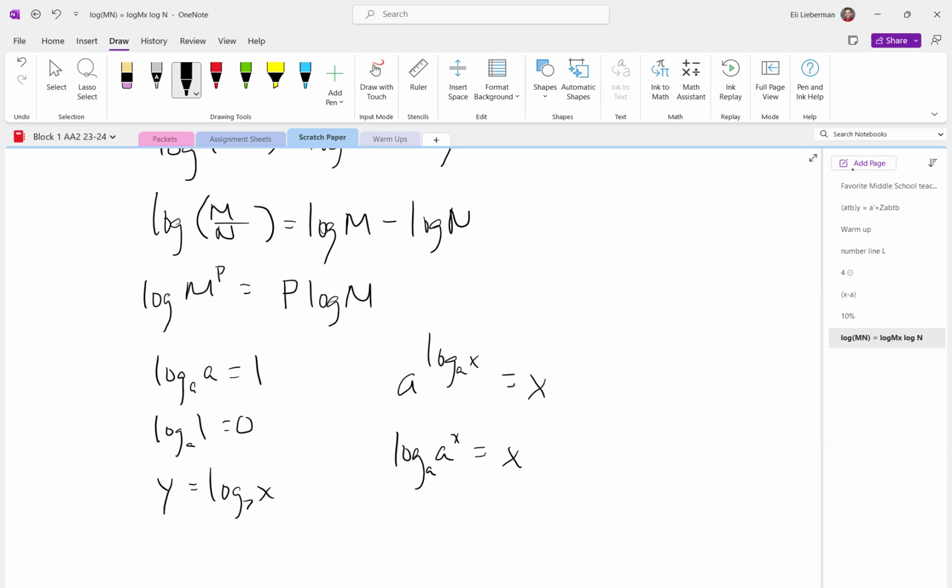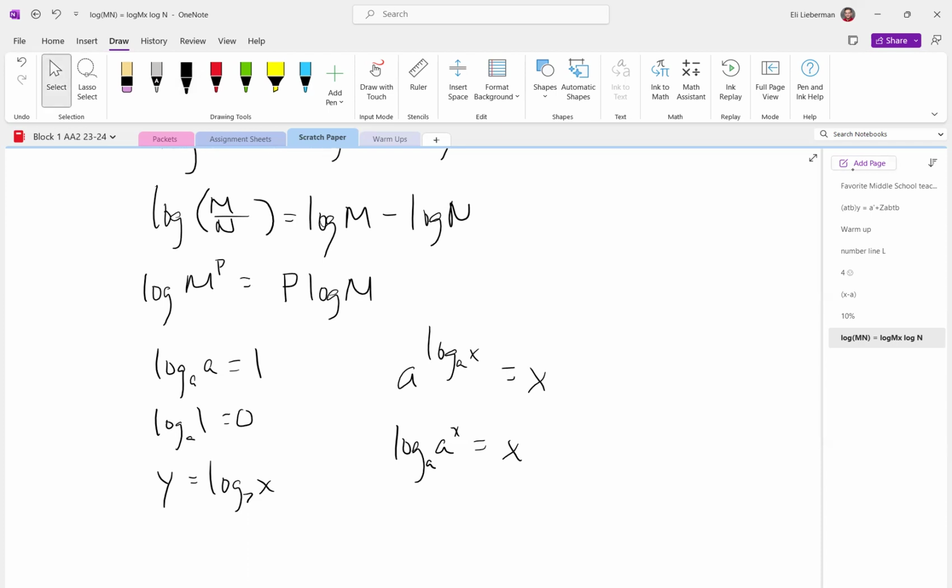This is because logs and exponentials are inverses. They just cancel out. And there was an equation. Mia, what was that equation you were talking about before class?